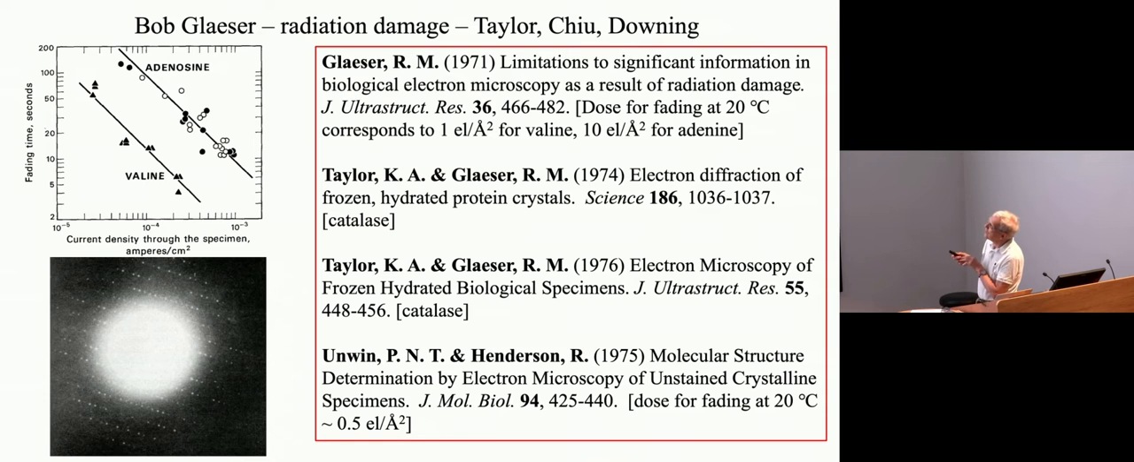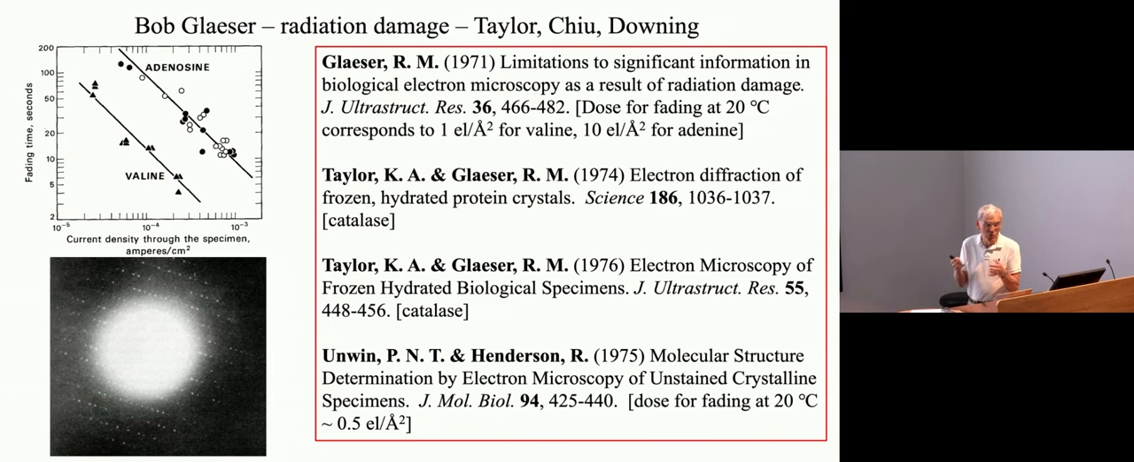And one of his important papers here was when they did this top left picture, looked at the electron dose of room temperature samples of little crystals of adenosine or valine, an amino acid or a part of a nucleic acid, and looked at the diffraction spots as they faded and showed that at room temperature, this T1/2, if you like, for amino acids, was about 1 electron per square angstrom.